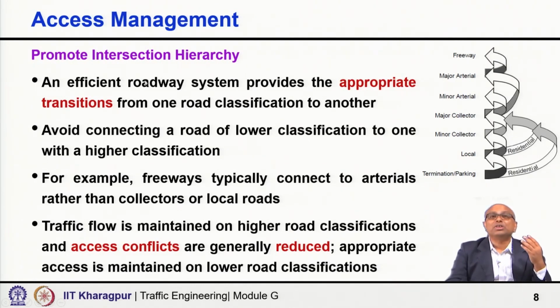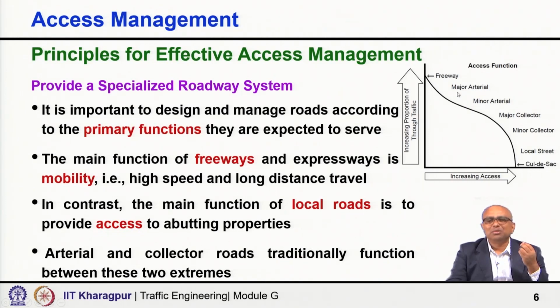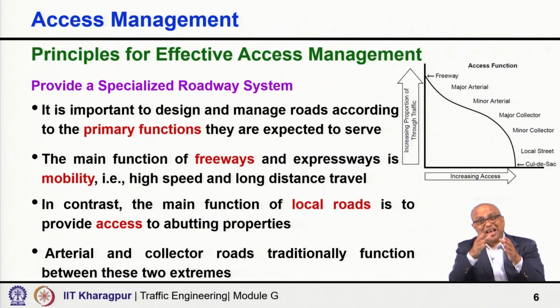Third, promote intersection hierarchy. An efficient roadway system provides the appropriate transitions from one road classification to another. You have seen that. I have shown you this figure. Freeway, then major arterial, minor arterial, major collector, minor collector, local streets, hierarchy is there. So, all what I am trying to say, do not connect a local street to a freeway or major arterial. It should get connected as per the hierarchy.